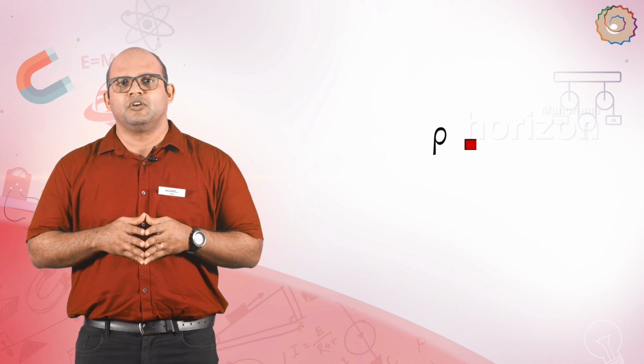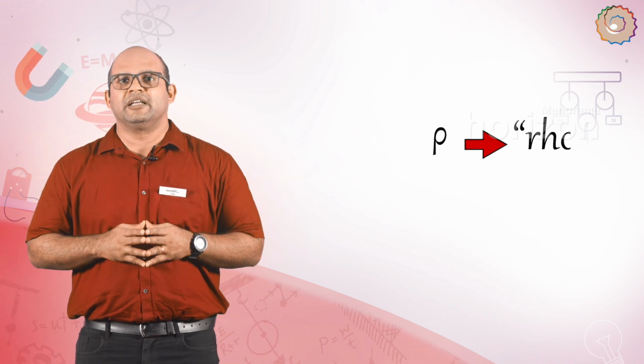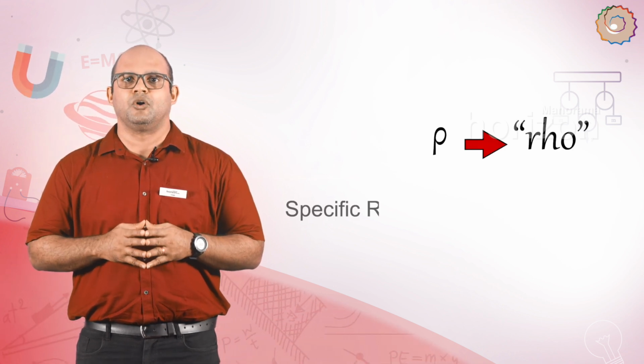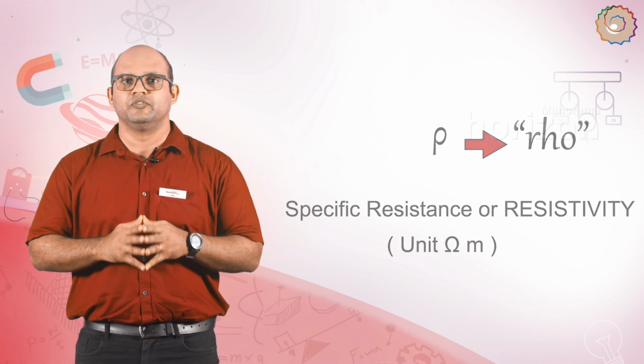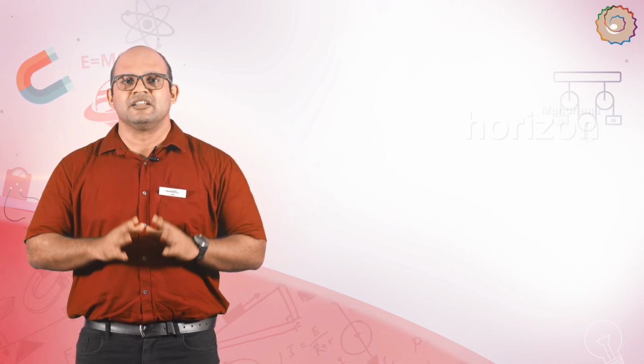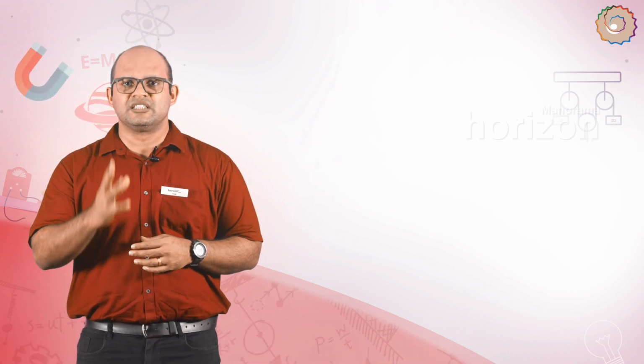The constant of proportionality is denoted by the Greek letter rho and is called the specific resistance or the resistivity of the conductor. Please note, this is an intrinsic quality of the conductor as it is completely independent of the physical shape or size of the conductor. Its unit is ohm meter.